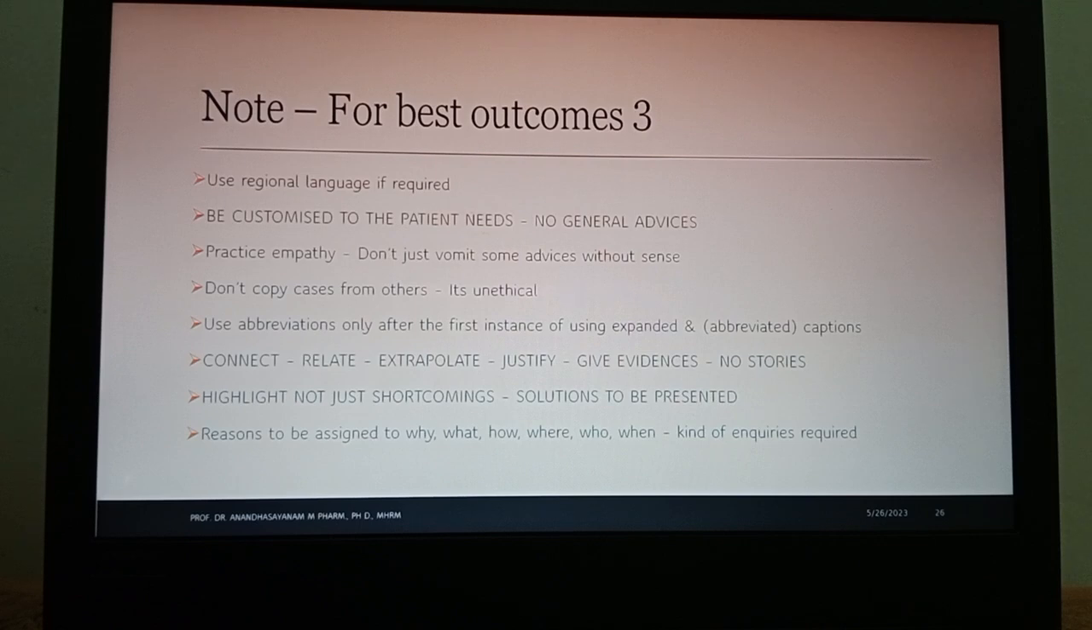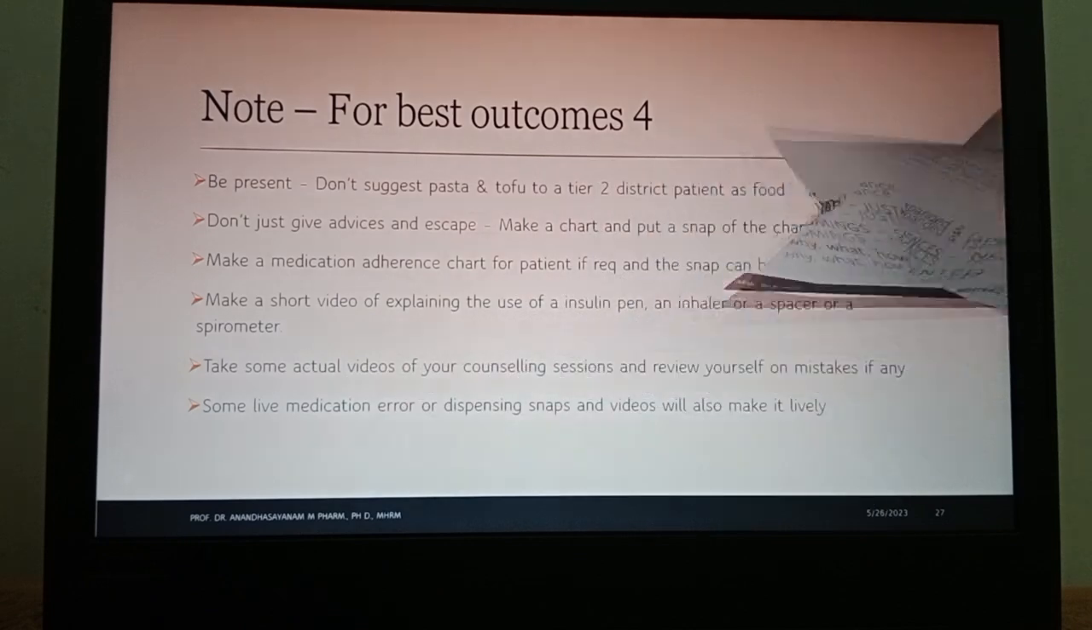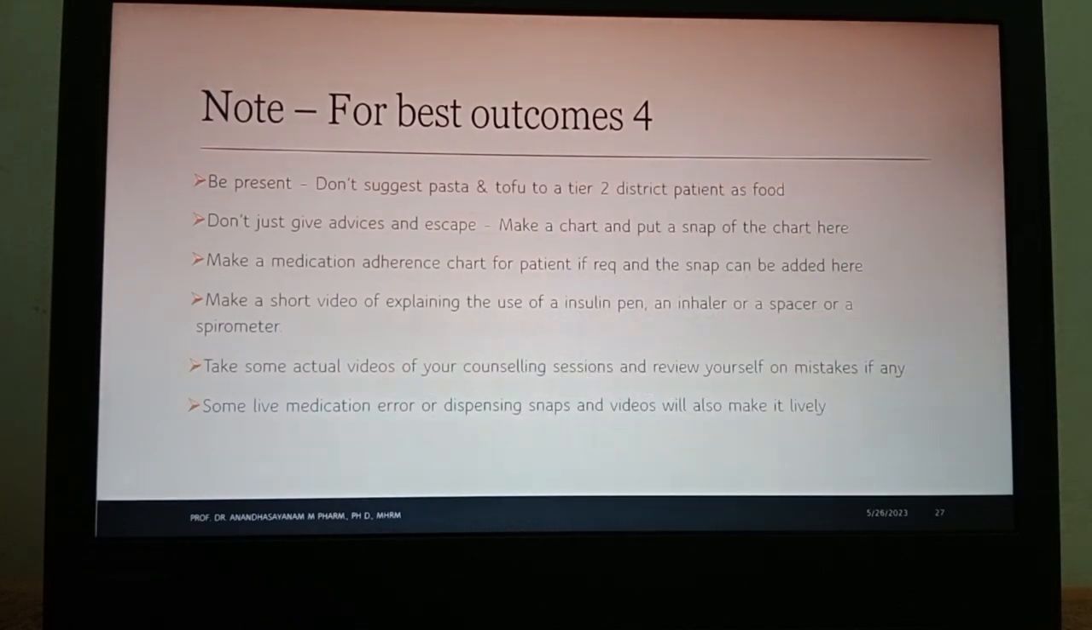Connect, relate, extrapolate, justify, give evidences, no stories. Highlight not just shortcomings; solutions to be presented, reasons to be assigned on every slide. Why, what, how, where, who, when kind of enquiries have to be put, and you will have to answer those things. Be present. Don't suggest pasta and tofu to a two-tier district patient as a food.